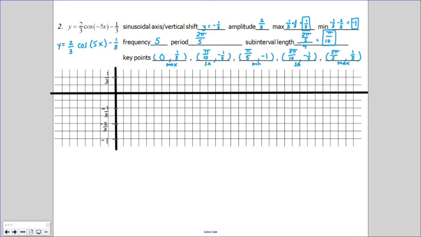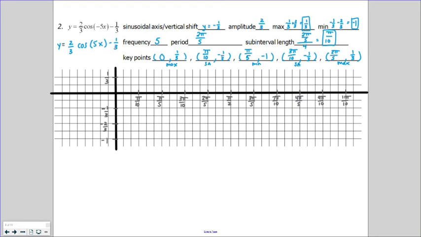Along the x-axis, I'm going to count with you guys. Remember, we're counting by the subinterval length, so every 3 tick marks is going to be a pi over 10. So that's pi over 10. And then 2 pi over 10, 3 pi over 10, 4 pi over 10, 5 pi over 10, 6 pi over 10, 7 pi over 10, 8 pi over 10, 9 pi over 10, 11 pi over 10, and I'm out of space.